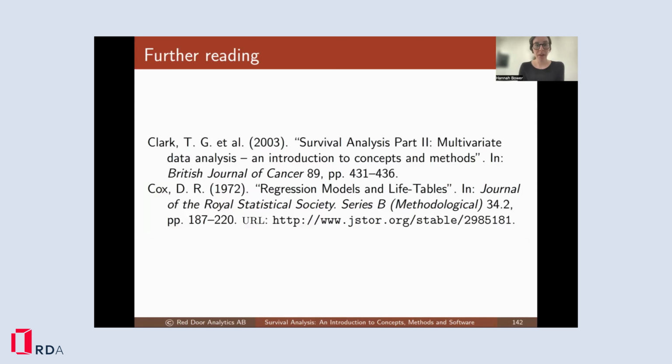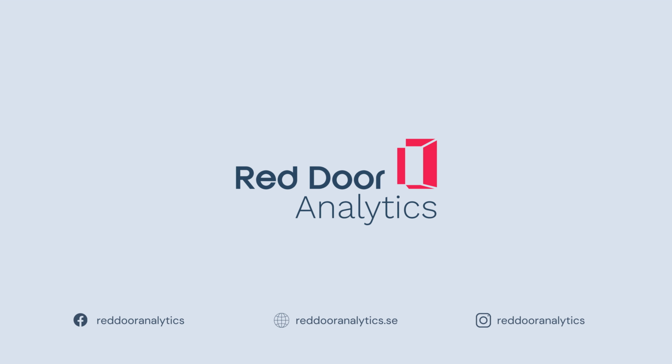So that was everything for the Cox model. Here are some references if you would like to read them. And in the next section, we'll start to talk about the proportional hazards assumption, and what it means to test for proportional hazards. We'll see you in the next section.